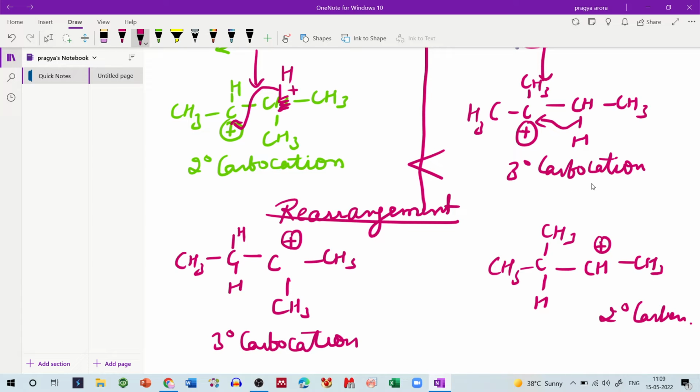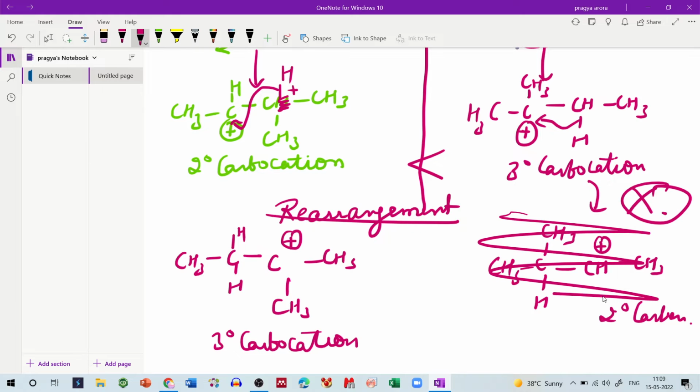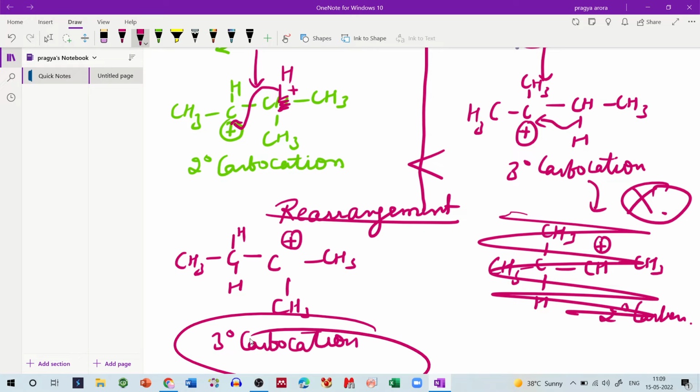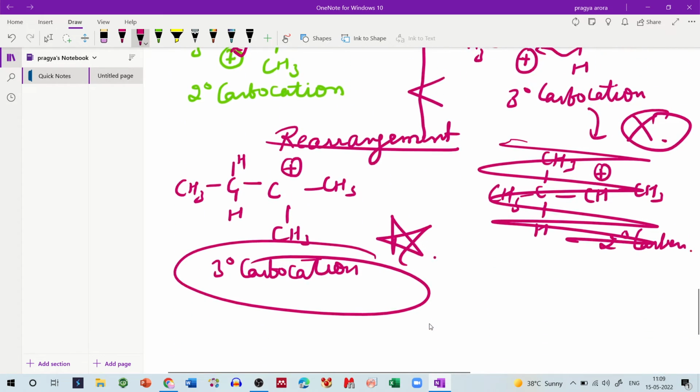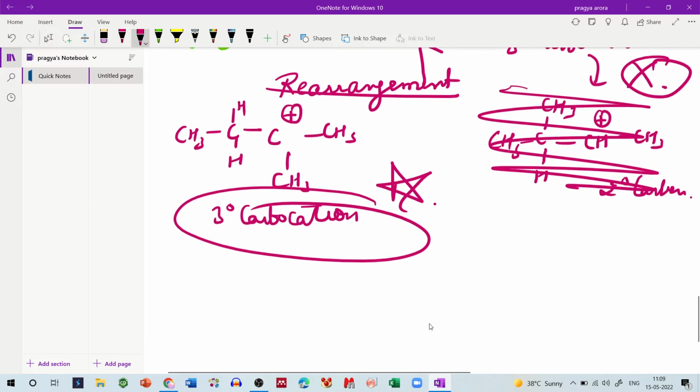So will the shift happen in this case? No, the shift will not occur. This rearrangement will not occur. While in this first case, rearrangement will occur, because it will lead to the formation of a more stable carbocation. And you will be surprised to see that in both cases you will be getting only one product.